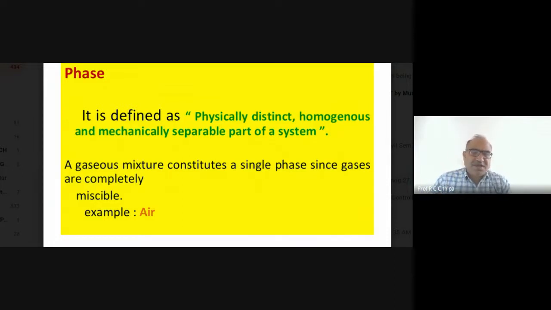A gaseous mixture constitutes a single phase since gases are completely miscible. Here, the example is air. What happens in the case of air? It is a mixing of many gases, and the major constituents are oxygen and nitrogen, along with carbon dioxide. So a gaseous mixture constitutes a single phase, since gases are completely miscible. Therefore, we can give the answer regardless of what other gases are present and how much. That is the relationship of the quantitative and qualitative aspects.